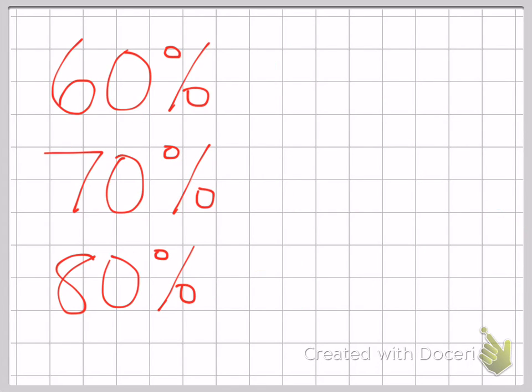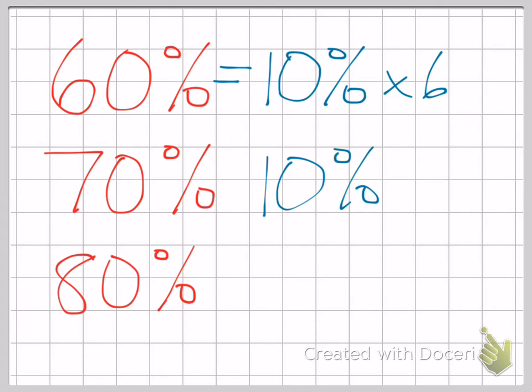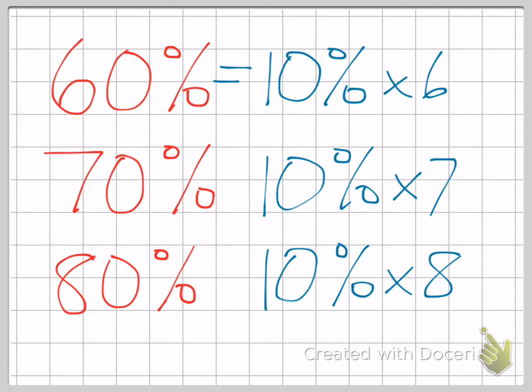You can use the same method for 60, 70 and 80. Of course, we don't need to do that with 50 because we already know we just have to halve it. So this one would be 10% times 6. This one, 10% times 7. And this one, 10% times 8.